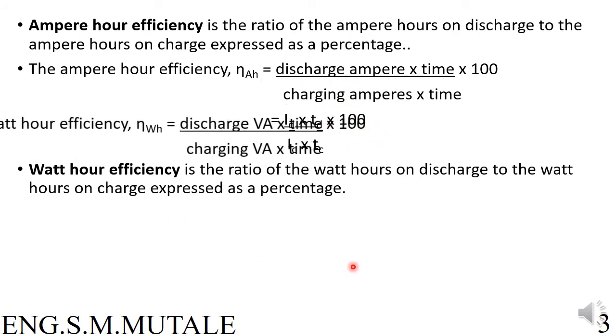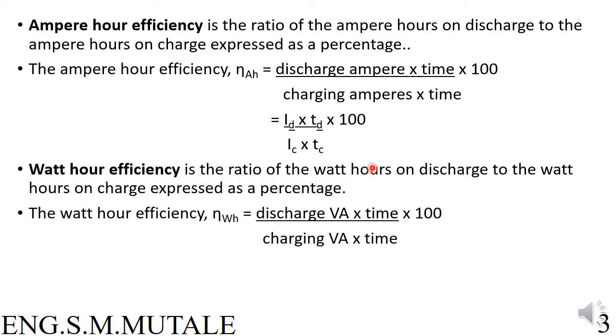For the watt hour efficiency, it's the ratio of the watt hours on discharge to the watt hours on charge, expressed as a percentage. So you take note of the watt hours on discharge. This is the product of voltage times current during discharge, multiplied by time. Then during the charge, again you multiply the voltage times current and then multiply by time. You divide, and that will give you the efficiency. This is represented by the formula: VD, the voltage during discharge, times ID, the current during discharge, times the time. During the charge you do the same. Then you find the quotient and multiply by 100, which gives you the percentage.